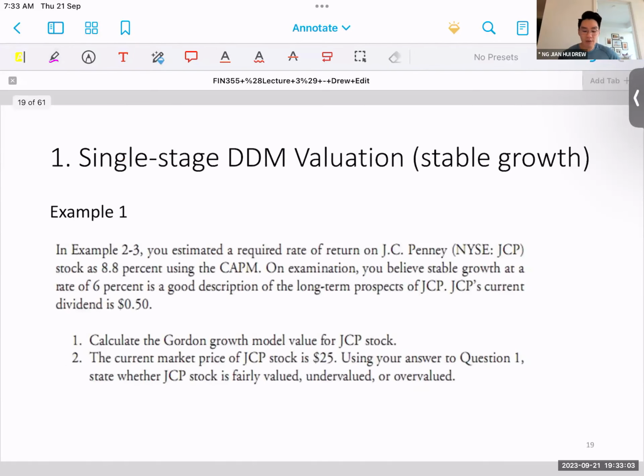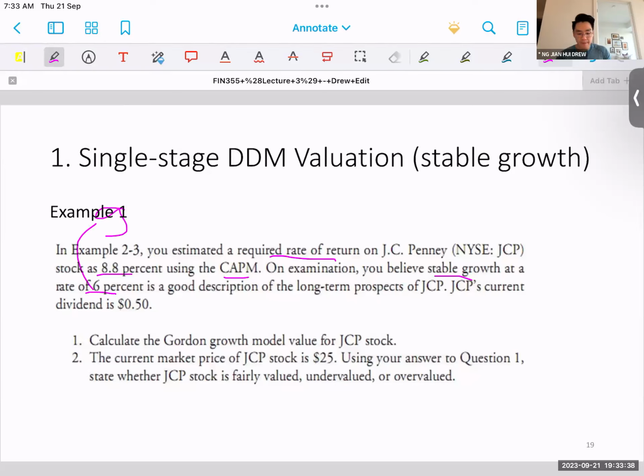All right, so now we have a small example for the stable growth dividend DDM valuation. Let's look at this question here. We have a company, JCPenney stock, and the required rate of return for JCPenney is 8.8% using CAPM. So they calculated the cost of equity for you already. On examination, you believe that it's a stable growth of 6%. So g is 6%.